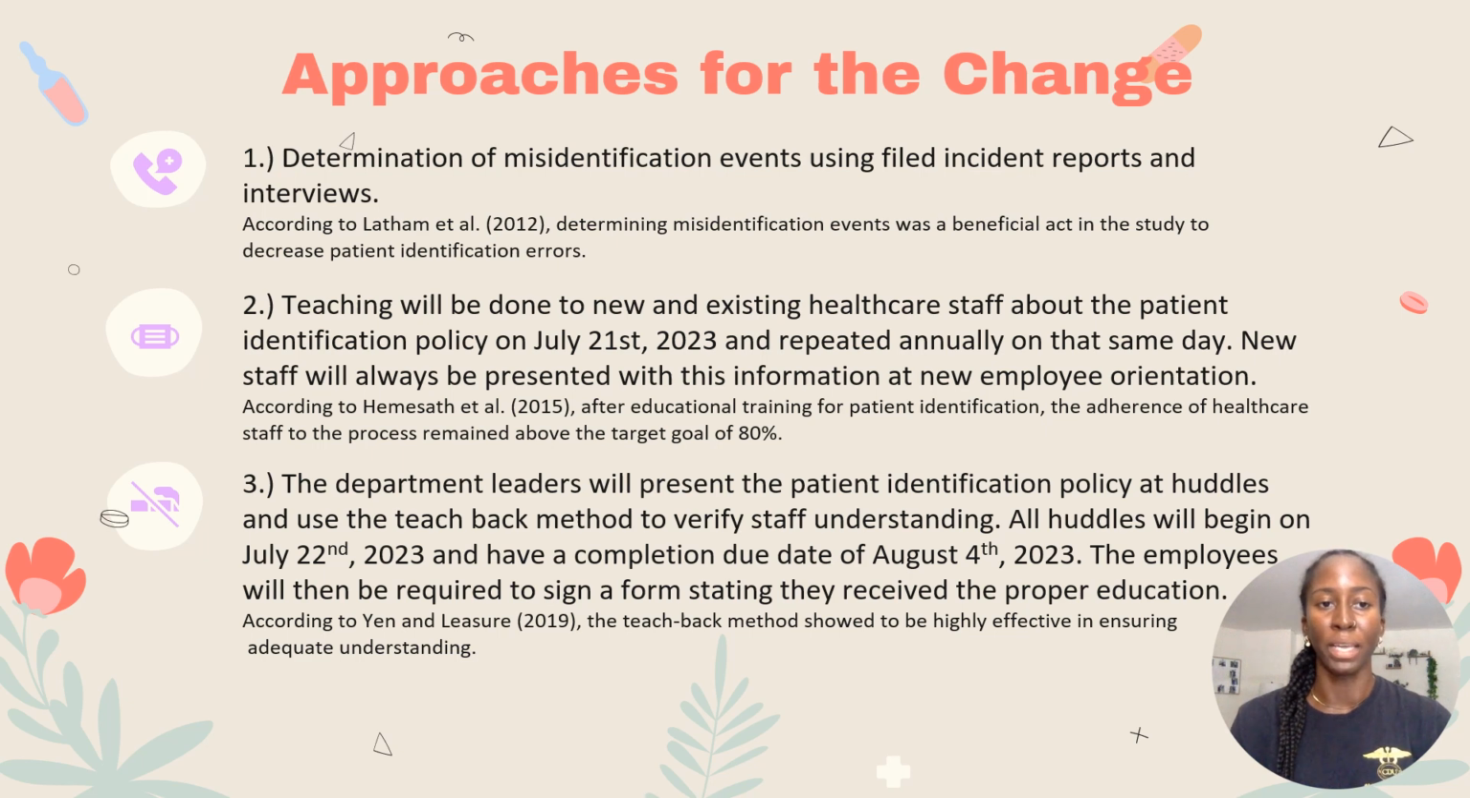The second one would be teaching will be done to new and existing healthcare staff about the patient identification policy on July 21st, 2023, and repeated annually on that same day. New staff will always be presented with this information at new employee orientation. Now, according to Heemsat et al. in 2015, after education training for patient identification, the adherence of healthcare staff to the process remained above the target goal of 80%, which showed that this was effective.